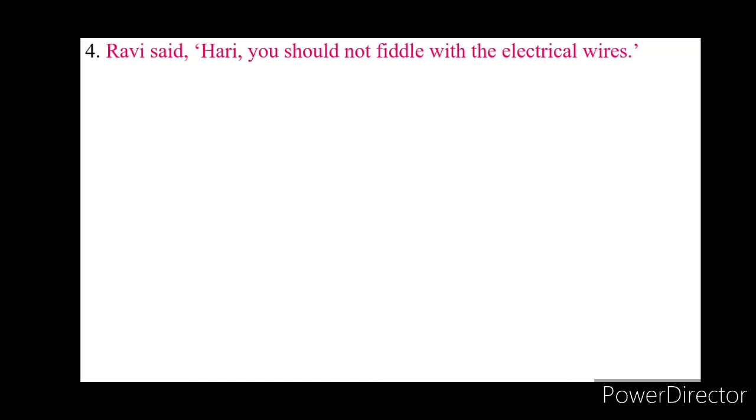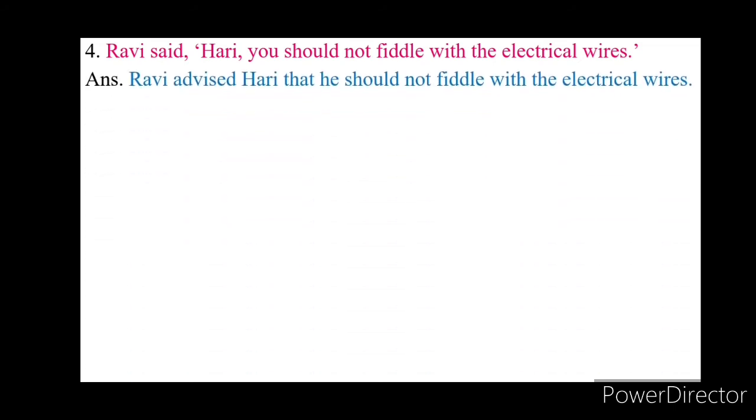Fourth, Ravi said, "Hari, you should not fiddle with the electrical wires." Answer: Ravi advised Hari that he should not fiddle with the electrical wires.